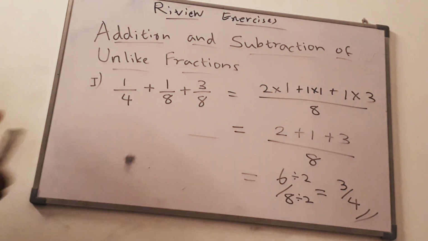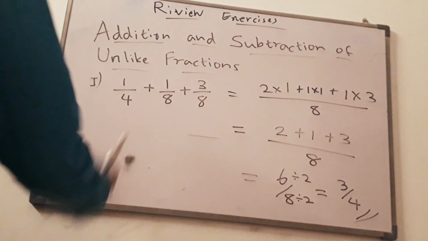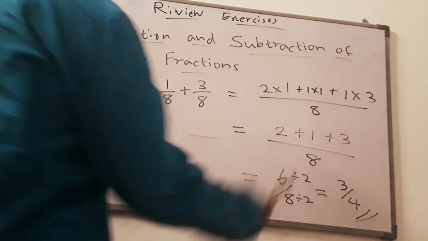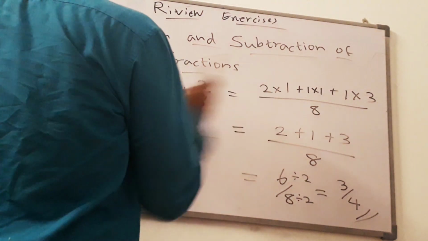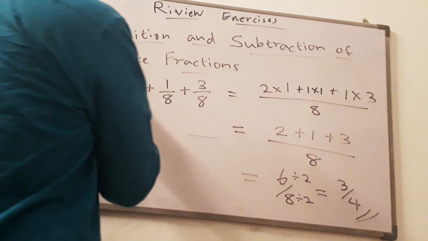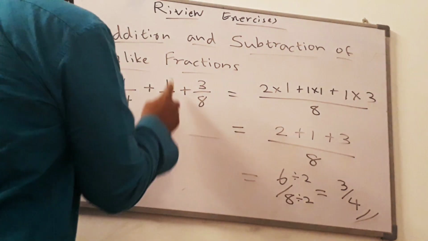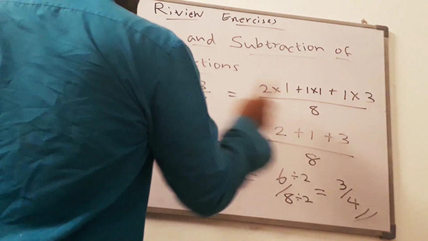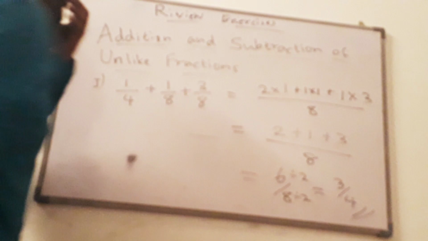Again, 1/4 plus 1/8 plus 3/8. We can easily make 4 into 8. So I take 8 as the common denominator. In 8 there are 2 fours, so 2 times 1 is written here. Then for 8 there's 1 eight, then 1 times 1. Then again for 8 there's 1 eight, 1 times 3 is written here.